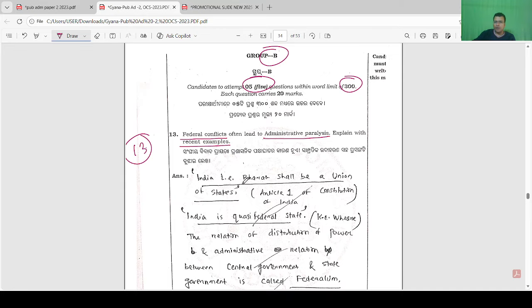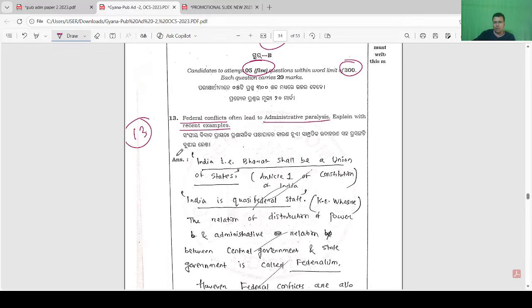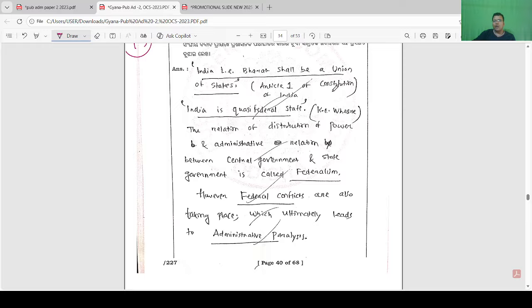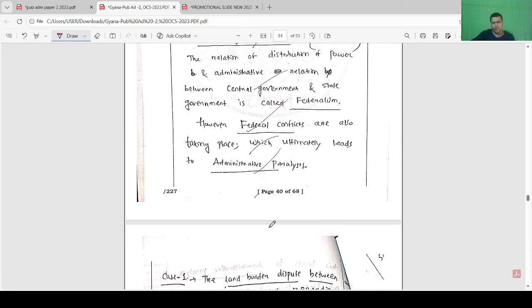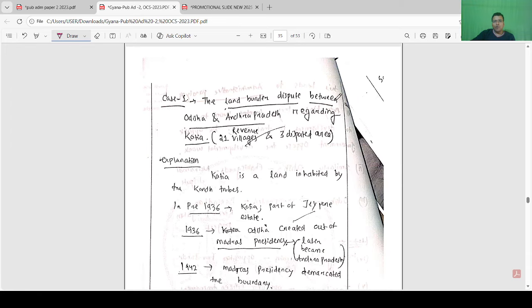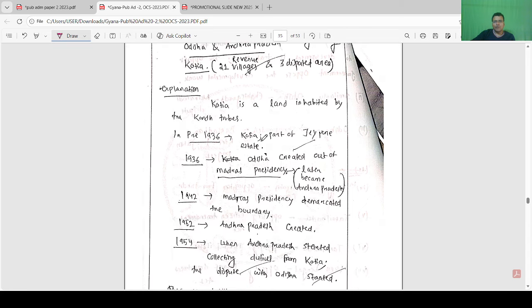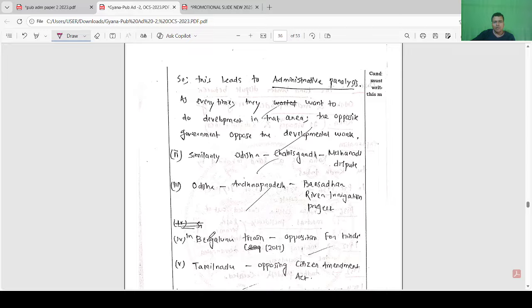Let's see what he has written. 13 marks. Good, not bad at all. India, that is Bharat, shall be a Union of States, Article 1. India is a quasi-federal case where the distribution of power and administrative relation between the central government and state government is called federalism. However, federal conflicts are also taking place which ultimately lead to administrative paralysis. Yes, the land border dispute between Odisha and Andhra Pradesh, with explanation, Kotia related administrative paralysis. This time they want to develop that area.